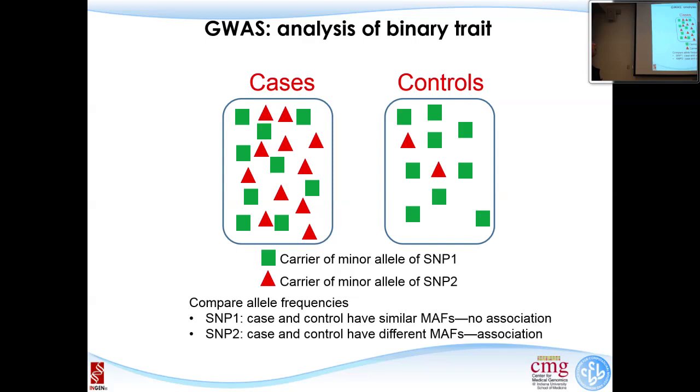So this is how you analyze a binary trait. You have a bunch of cases and a bunch of controls. I'm using two SNPs as an example, the green SNP and the red SNP. For the green SNP, you see almost the same number of people carrying the minor allele, so they have a similar minor allele frequency. So there's no association. But for the red one, you can see more cases carry this minor allele than controls. Then we say there is association. Of course, you will do whatever statistical test you prefer and get a p-value.